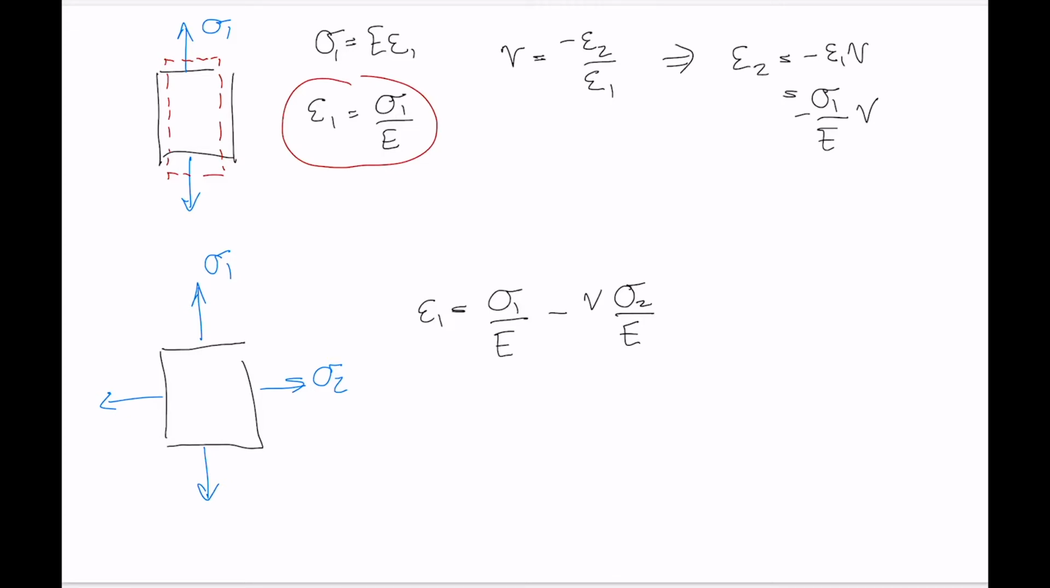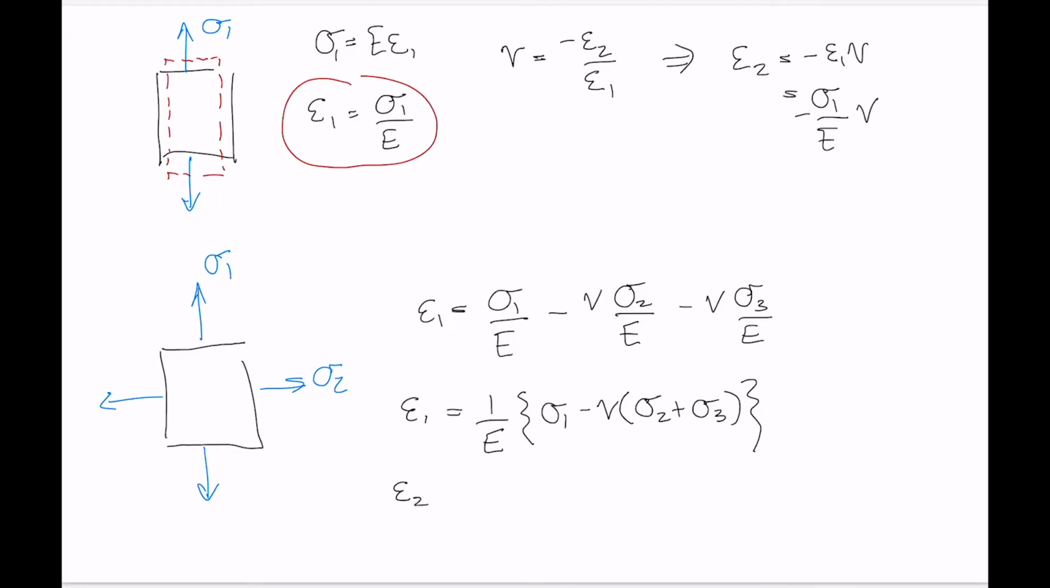Okay, and if we had a stress in the third direction, we'd get the same thing. We'd also have Poisson's ratio, stress in the third direction, divided by modulus of elasticity. So this gives us an equation that relates strain to the stresses in all three directions. We've got 1 over modulus of elasticity, and then sigma 1 minus Poisson's ratio times sigma 2 plus sigma 3. You can write similar equations for the strains in the other directions.